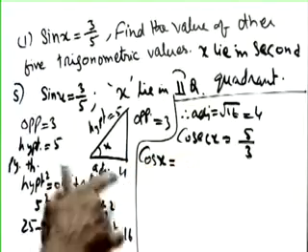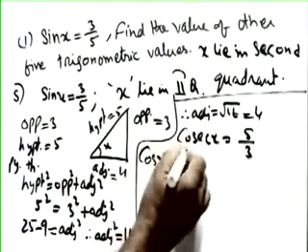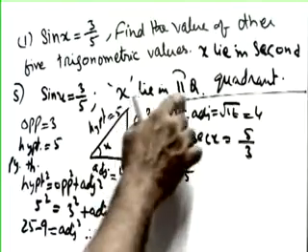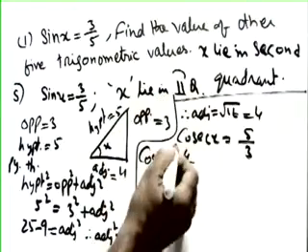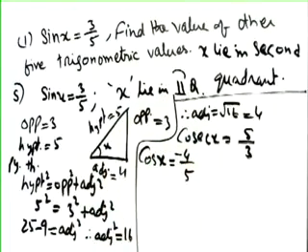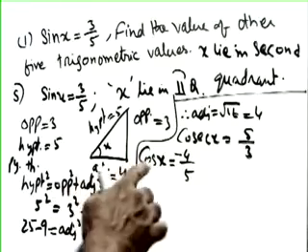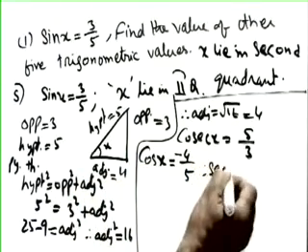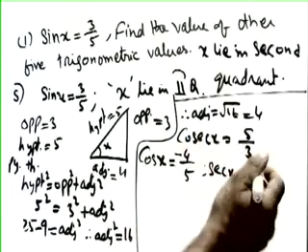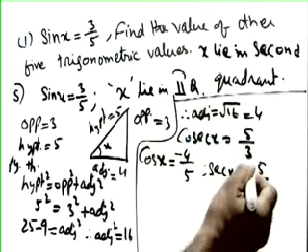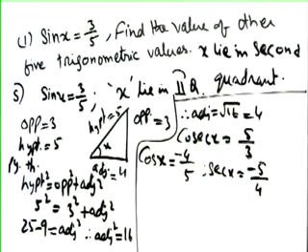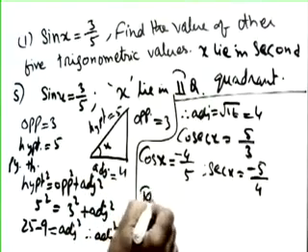Let me find cos x. We know cos is adjacent by hypotenuse. But angle x is in the second quadrant, and in the second quadrant cos is minus. The reciprocal of cos is secant x, so the reciprocal of this will be 5 by 4. In the second quadrant secant is minus.